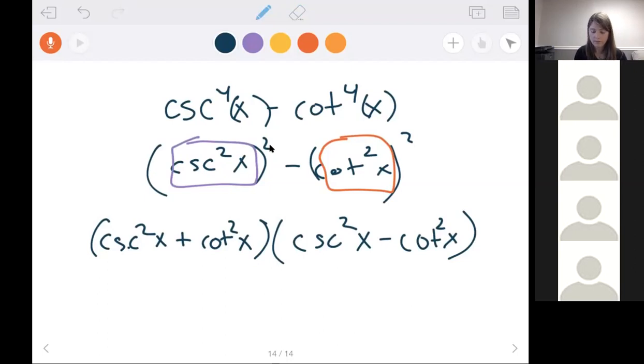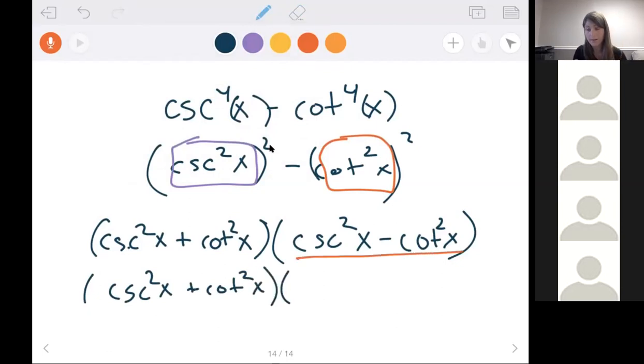Now, at this point, leave the first one alone, just like we did in the previous version. And then this one is now a difference of squares as well: cosecant squared minus cotangent squared. So think about this one, you're squaring cosecant and squaring cotangent, so those are now your new x and y. So this is now cosecant x plus cotangent x, cosecant x minus cotangent x. Let me write that bigger.